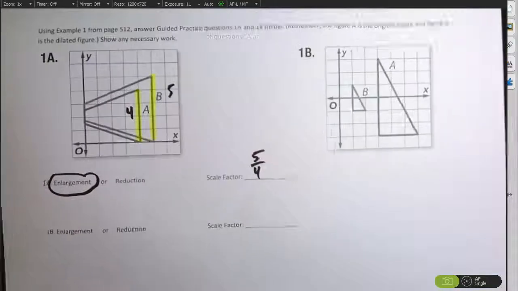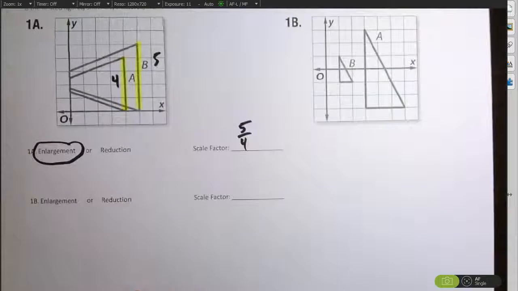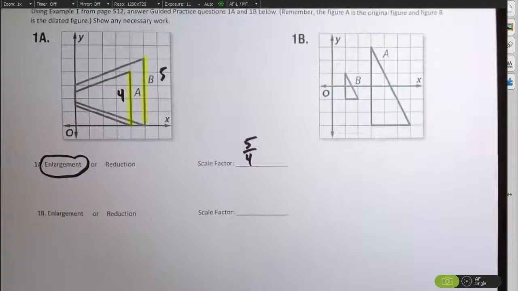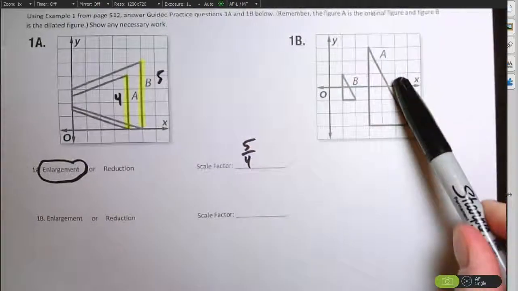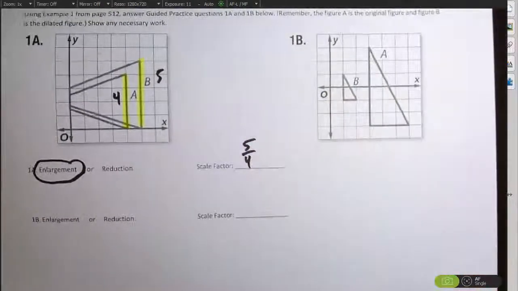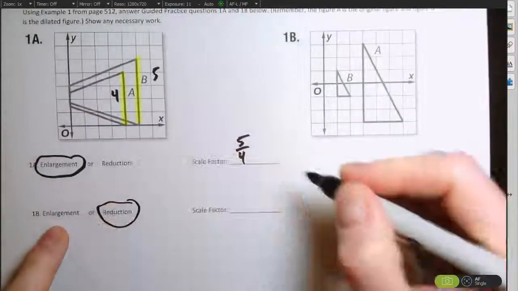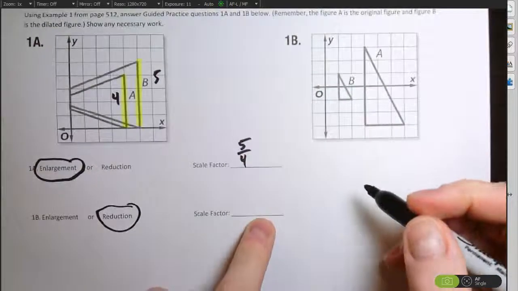Okay, so let's take a look at this. So 1b. First of all, hopefully you said this is a reduction. Not only because I already did an enlargement, but because B is clearly smaller than A, and again, A is the original figure. So original, it's gotten smaller, so reduction. Okay. The next question then becomes, what's the scale factor?